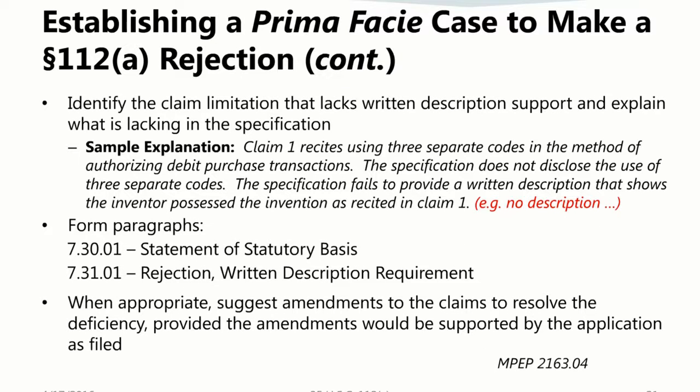In drafting the rejection, the examiner should identify the claim limitation that lacks written description support and explain what is lacking in the specification. The following is a sample explanation. Claim 1 recites using 3 separate codes in the method of authorizing debit purchase transactions. The specification does not disclose the use of 3 separate codes. The specification fails to provide a written description that shows the inventor possessed the invention as recited in Claim 1.